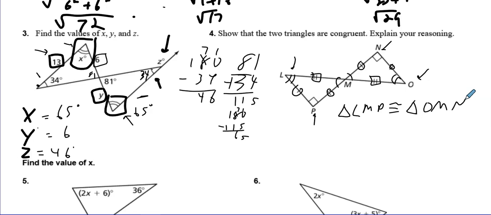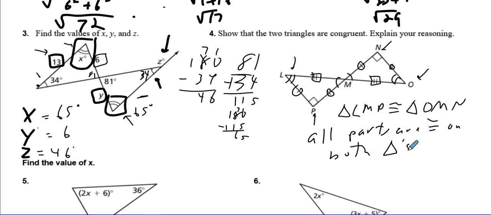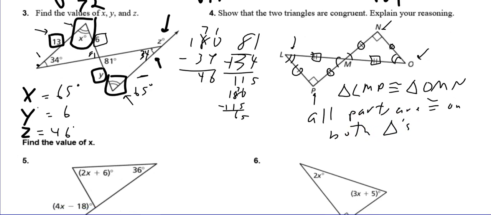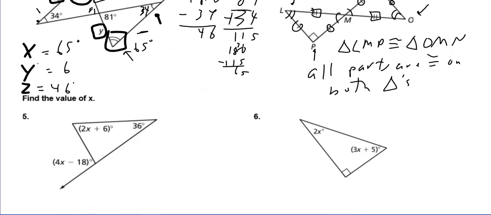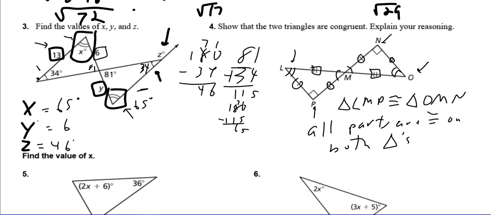And the reason we know this is all parts are congruent on both triangles. So we have a rule that if all the parts match up, then the triangles are congruent. Now, just a little foreshadowing. In the next section, we're going to learn a rule called side, side, side, which would have made that extremely easy because we could have just said all the sides match up, we're done.